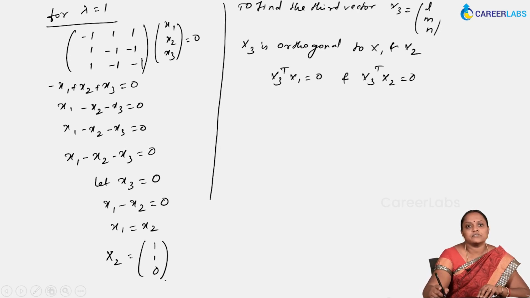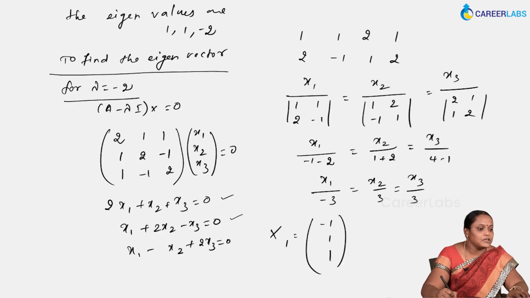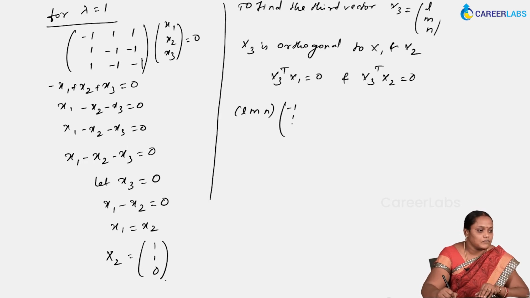Again, we can apply the cross ratio method for finding the values of l, m and n. So, this is l, m, n times x1. We have already got the value of x1 as minus 1, 1, 1, equivalent to 0. So, this implies minus l plus m plus n equal to 0. Let this be equation number 1. Similarly, x3 transpose into x2.